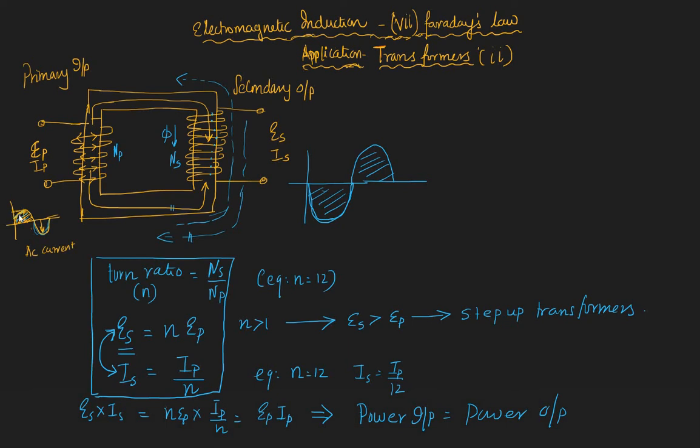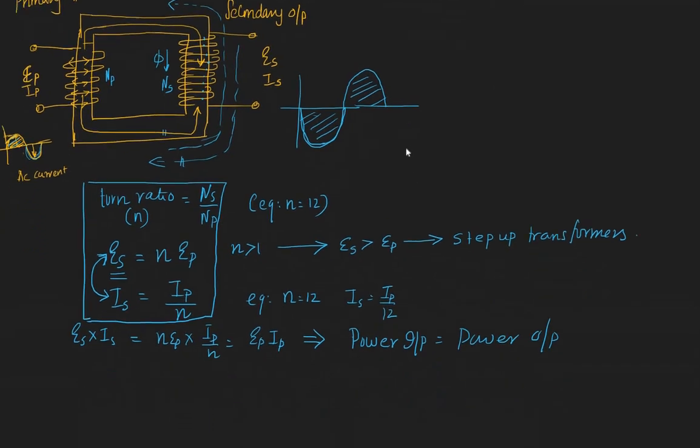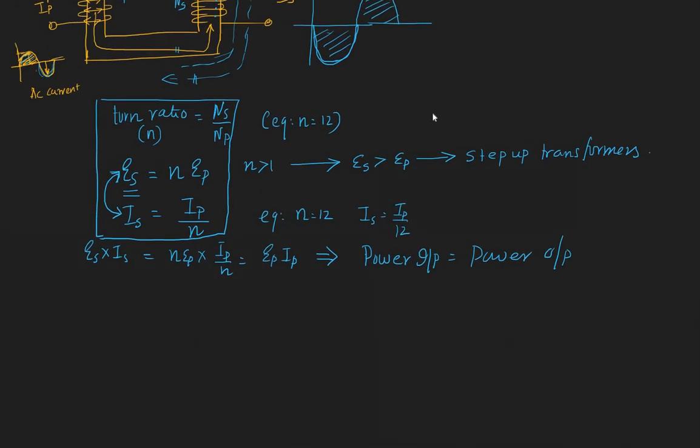Okay, so now there are two types of transformers. One is called the step up. In a step-up transformer, you have NS greater than NP, as we have seen in the previous example. The other kind of transformer is called the step down.